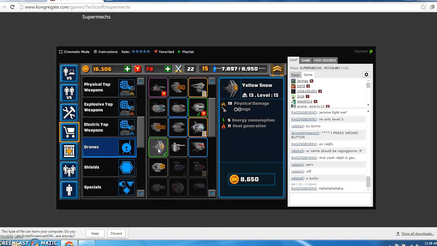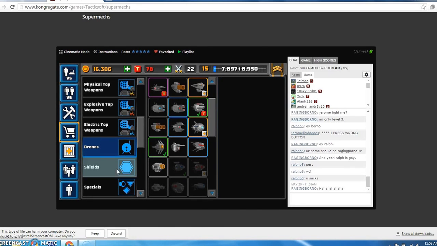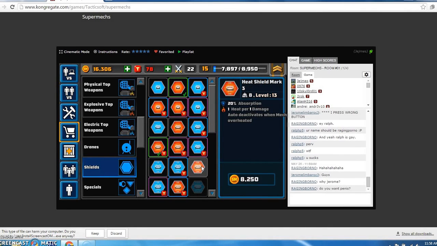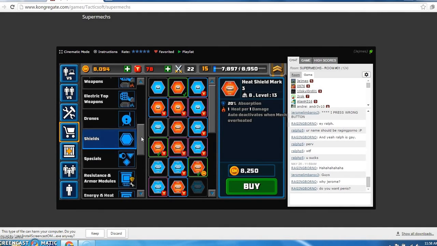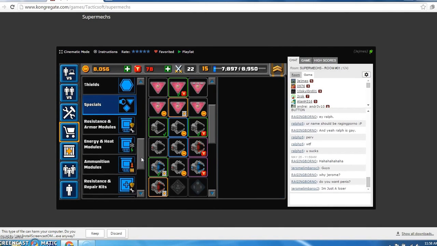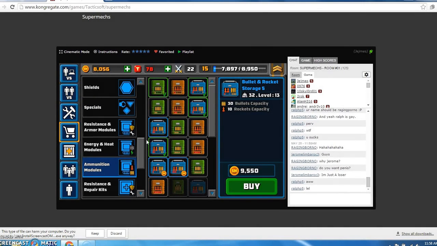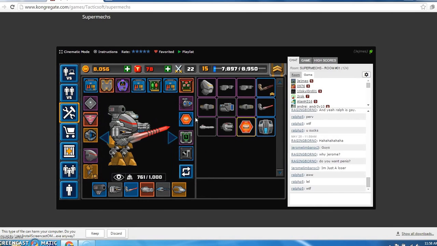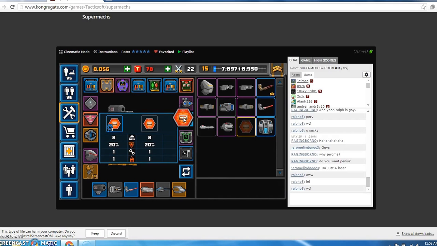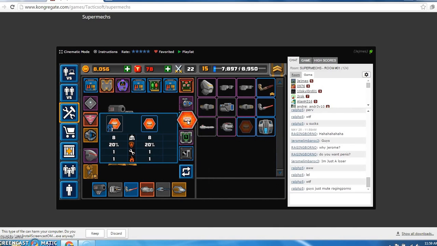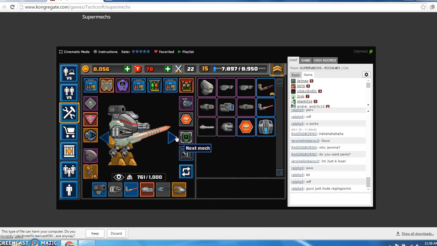I need a better drone than what I have. Oh, I have that one, so it's good for now. I should get a better heat shield. Actually. What about that one? Maybe. Yeah, yeah. Okay. They're the exact same.